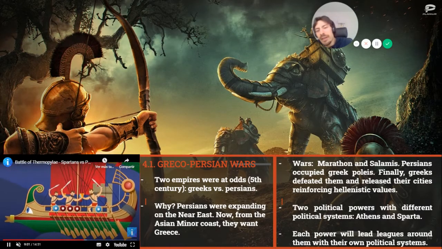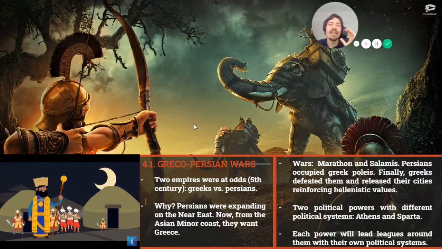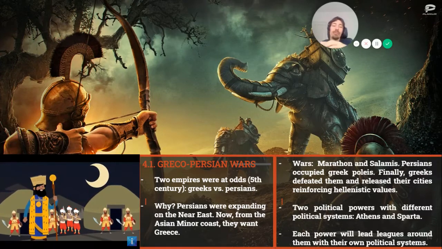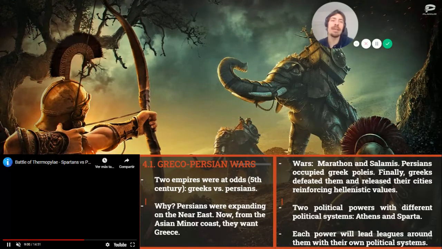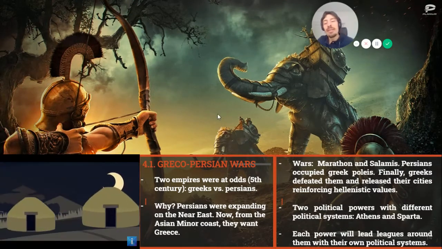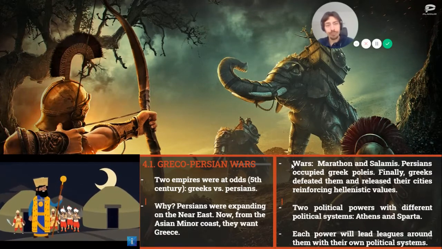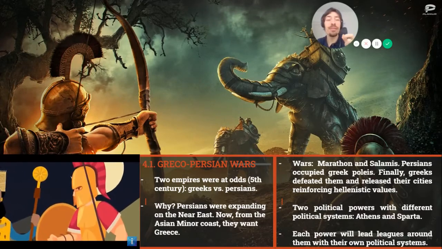Regarding the first one, the Greco-Persian Wars, we must remember that the Persian Empire was developing in Asia. And from the Asia Minor coast, from here, it was harassing Greece. They wanted to take Greece. And that's why two battles happened, namely Marathon and Salamis. The victory was for Greece. And what was the key of this victory? The creation of the Delian League.